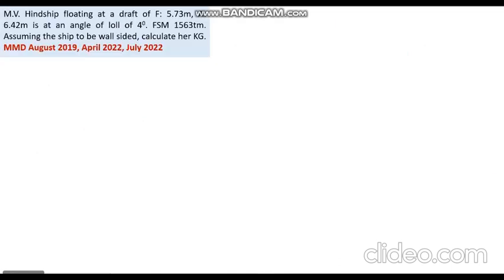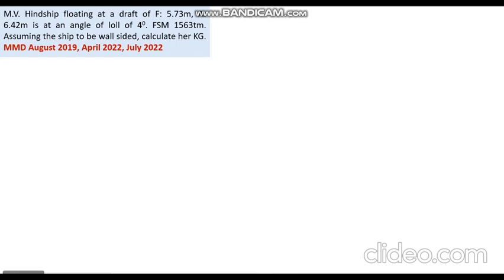This has been repeated three times, and may have been repeated after that also in recent exams, but it has already come three times. You can see this one. MV Hinge ship is floating at drafts of 5.73 and 6.42, at an angle of loll of 4 degrees. FSM is 1563. Assuming the ship to be wall-sided, calculate her KG.